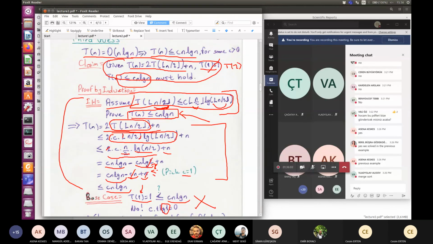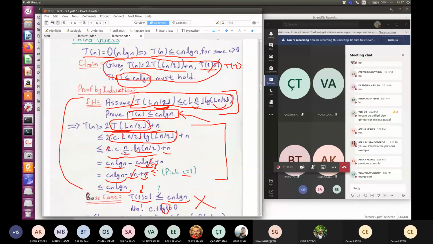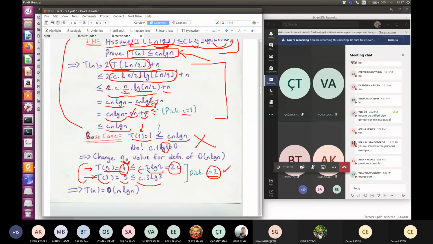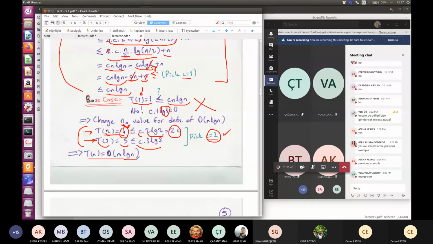So T of 3, according to this definition, if we replace it in this definition, is equal to 5. Is our claim that 5 is less than or equal to C times n log n, for n being equal to 3, true in this case? This is also true if we pick C equal to 2. So these two together make up our base case, and we can now see that this claim, that T of n is less than or equal to C n log n, holds both for our base cases and also for our inductive components. Then finally we claim that T of n is big O of n log n.